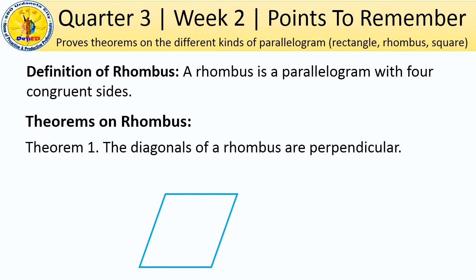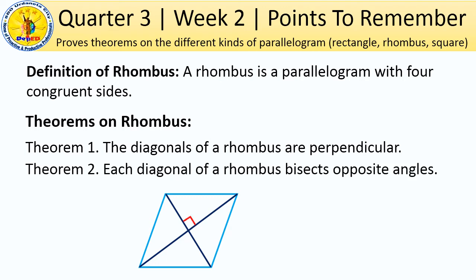Theorem number 1. The diagonals of a rhombus are perpendicular. When we say perpendicular, two lines intersecting each other at 90 degrees or at right angle. Theorem number 2. Each diagonal of a rhombus bisects opposite angles. When we say bisect, to divide it into two equal parts.